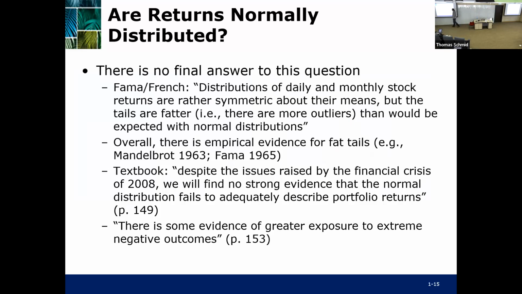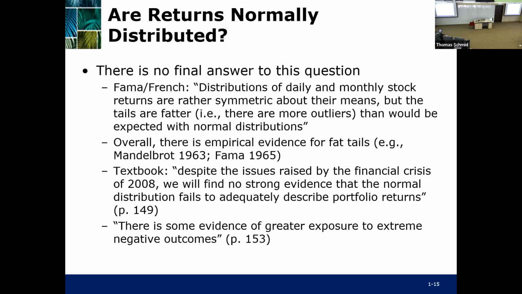So there is a statement from the website of Eugene Fama and Kenneth French that I think summarizes what we know quite well. So this is Eugene Fama. You will see him several times in this lecture. He is one of the fathers of modern finance and asset pricing. He got the Nobel Prize not too long ago. And this is Kenneth French, who is a researcher who did a lot of work together with Eugene Fama.